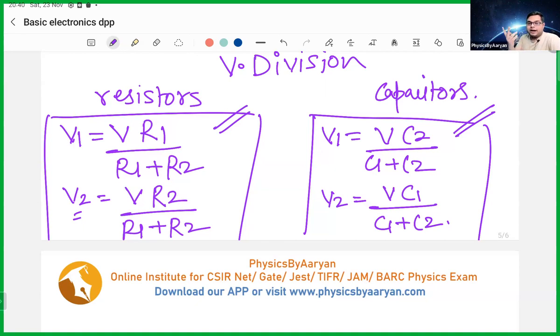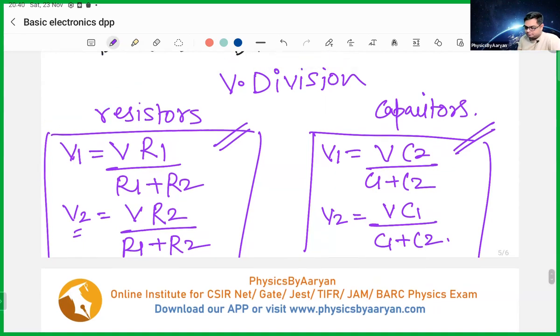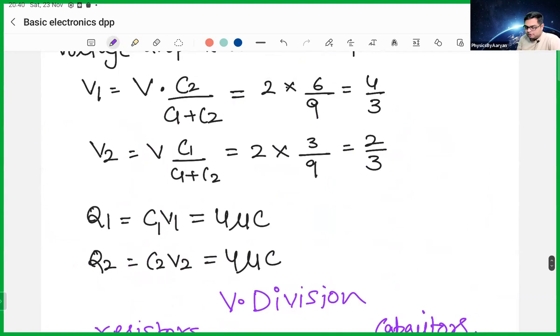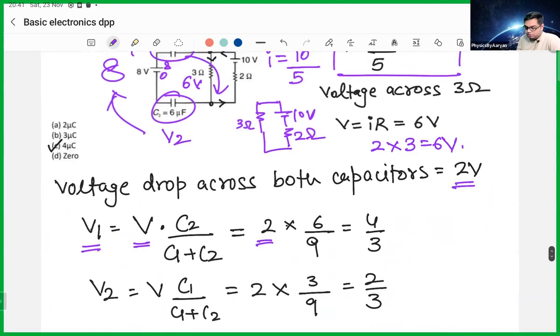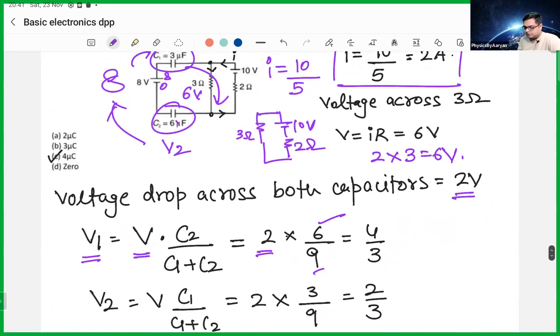So I have to divide 2 volt between 2 capacitors. Okay? So how much will be V1? Your total voltage is how much? 2 volt. Then I will use C2. So C2 is how much? 6. And then C2 plus C1 is 3 plus 6, which is 9.